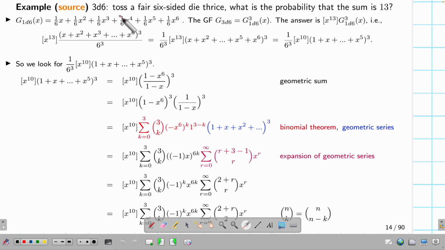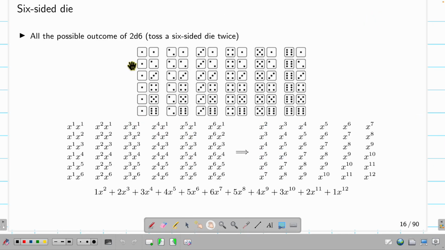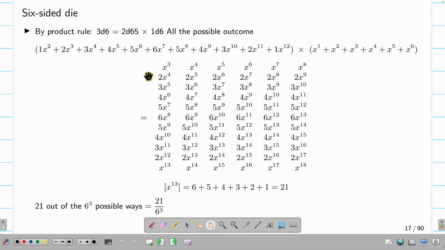Now suppose I toss a fair 6-sided die 3 times. What's the probability that the sum is 13? Recall that 2d6 has this picture. These are all the possible results of tossing the die 2 times, and this is the corresponding generating function. Now suppose I have 3d6. It will be 2d6 multiplied by 1d6, giving all the possible outcomes for 3d6.